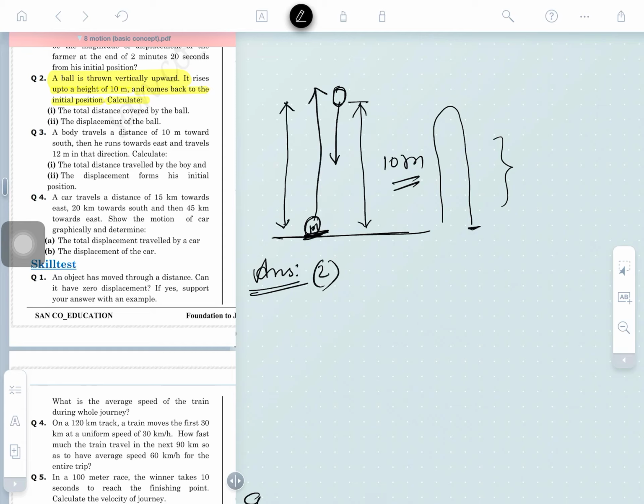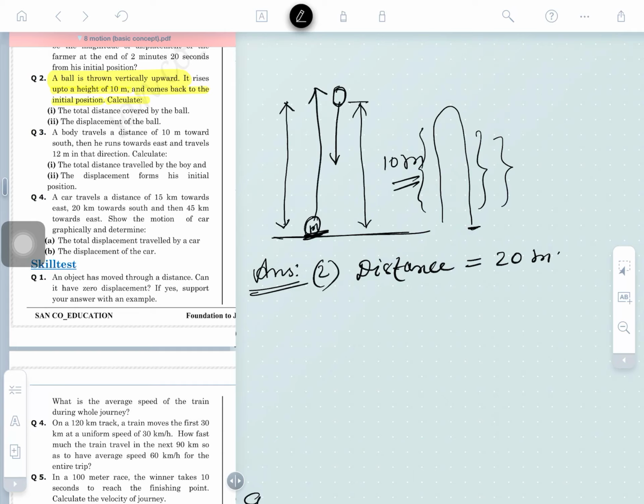Total distance. Okay, so what is the total distance? Total length of path. So its length, these two lengths are here. So what is the definition of distance? Obviously, the answer is to be written here. Distance is 20 meter.